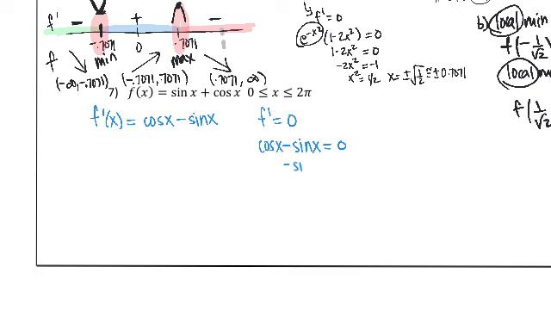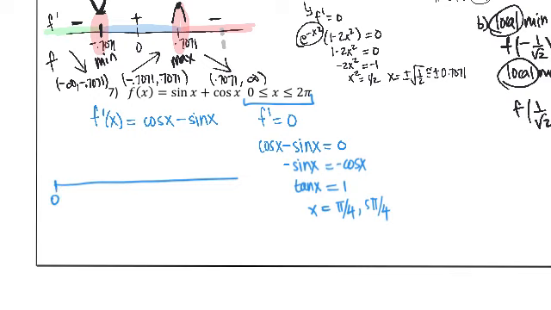So this means negative sine x equals negative cosine x. Divide both sides by negative cosine x to get that tangent x is equal to 1. So x must be equal to either pi over 4 or 5 pi over 4. That's from the unit circle and restricting myself to this domain. So now I can draw my sign chart. I'm going to go from 0 to 2 pi and think about pi over 4 and 5 pi over 4 as my critical points and figure out the sign of f prime.